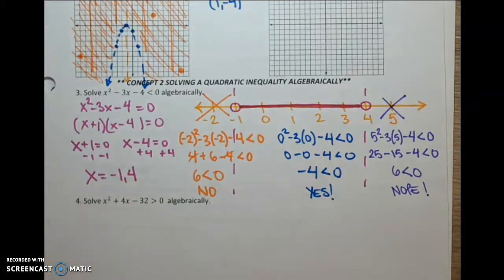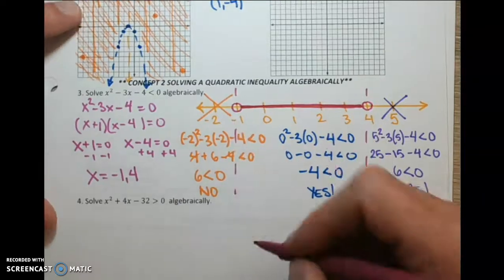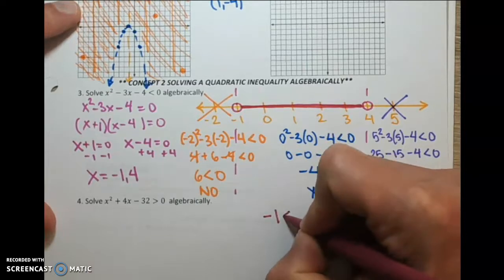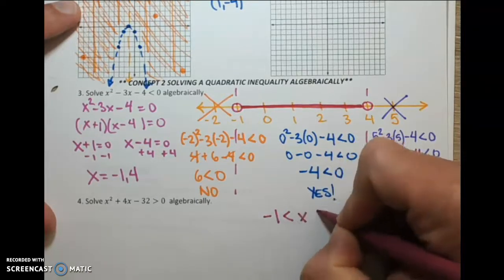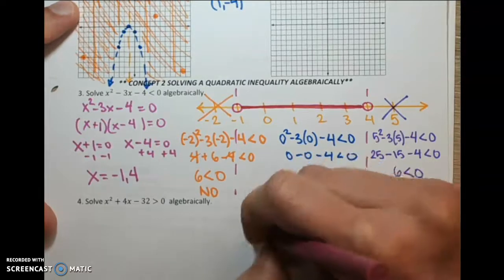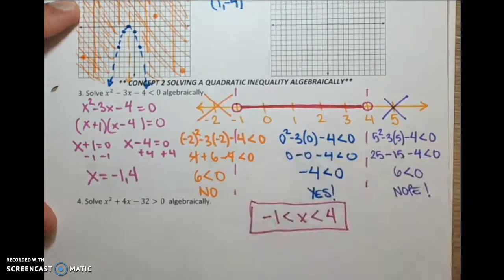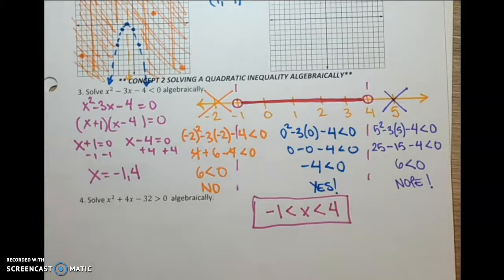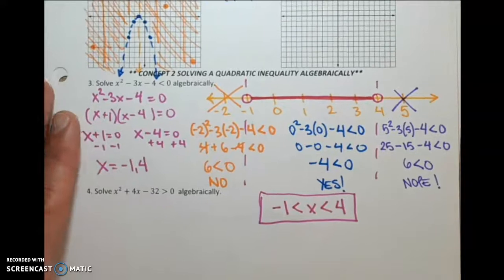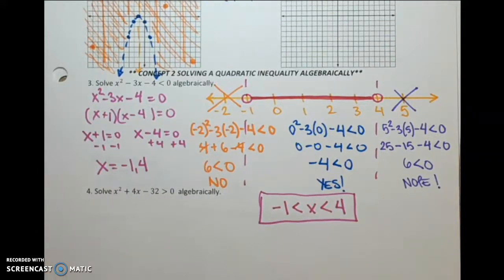Okay, so we did all that to now write the solution. And when we write it, you write it as a compound inequality. And for this compound inequality, it looks like this. Everything in between negative 1 and 4, you write it like this. Negative 1 is less than x, which is less than 4. And that is the solution I am looking for. Okay, I'm going to ask that you try number 4. Do the best you can. I know there's a lot of steps there. Look at all the steps that I have, check your answer, and do the best you can.